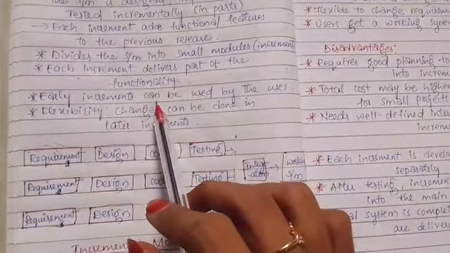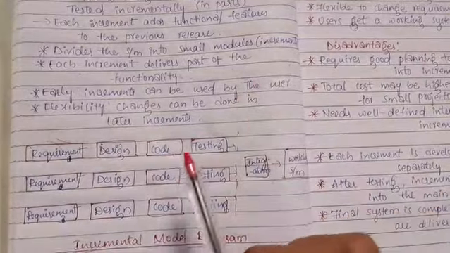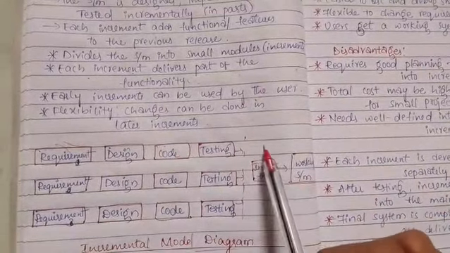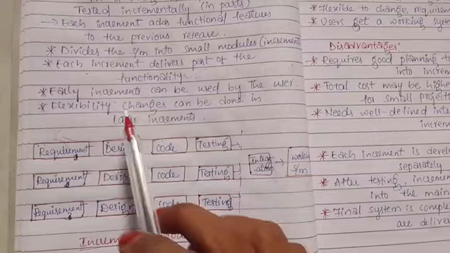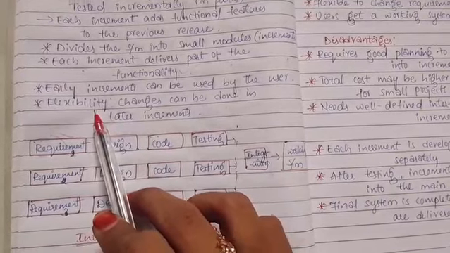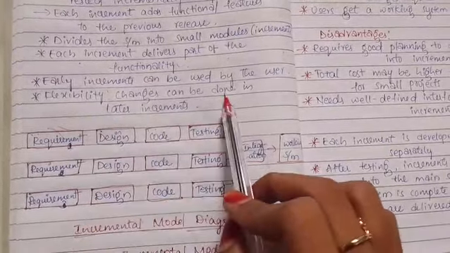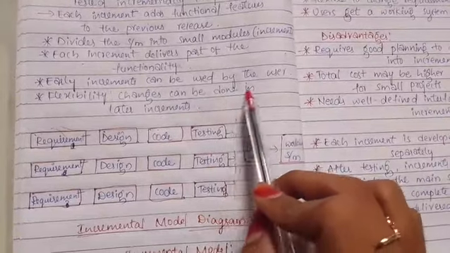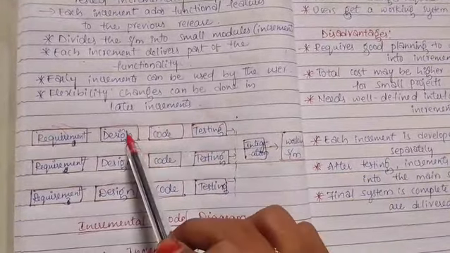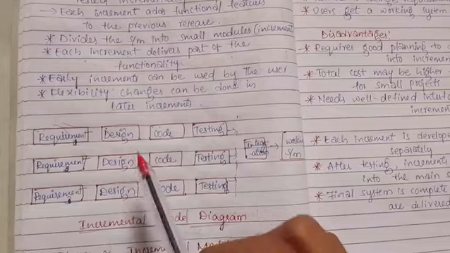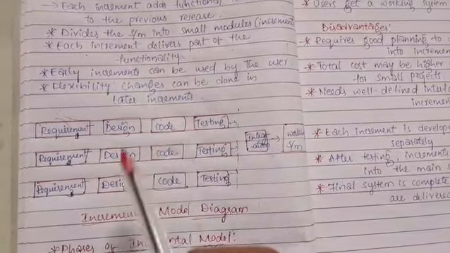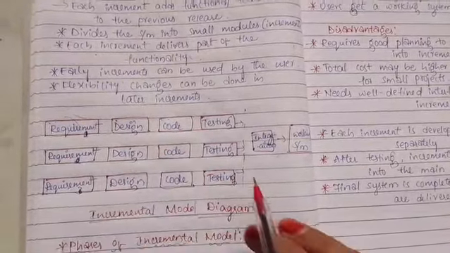The early increments can be used by the user. It is also flexible, because changes can be made easily in later increments. That's why it is flexible.